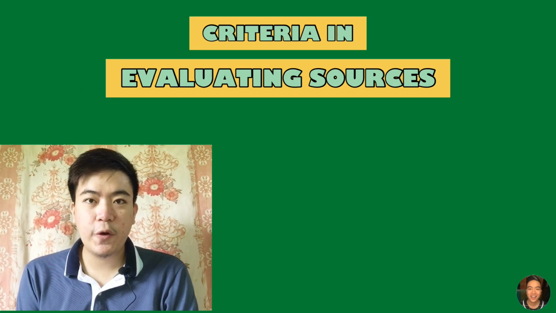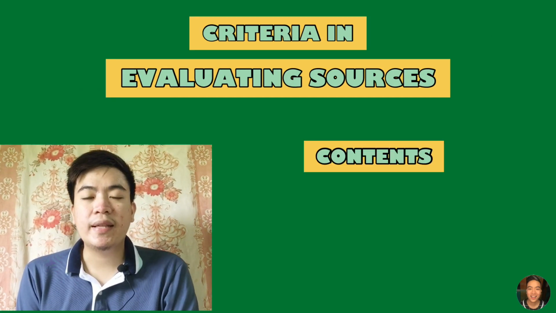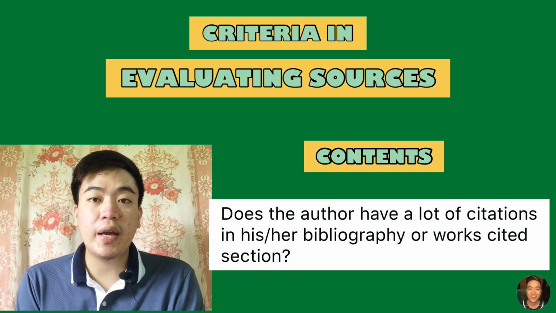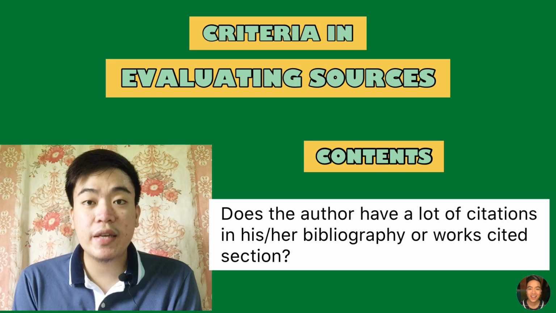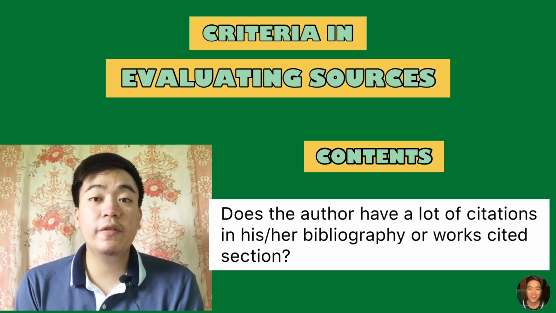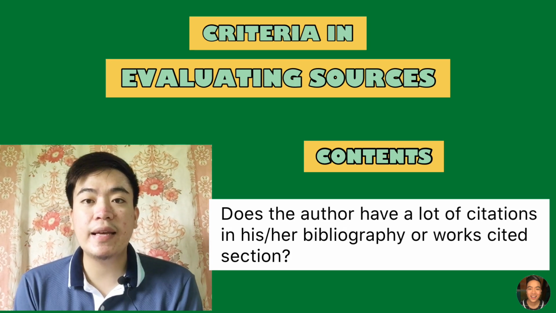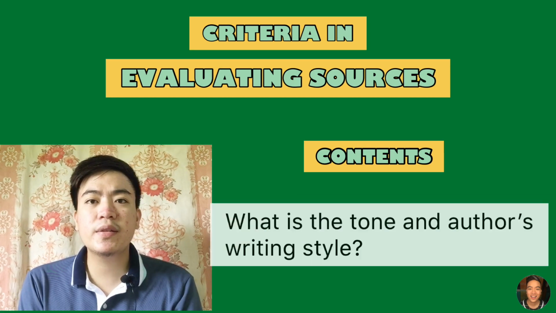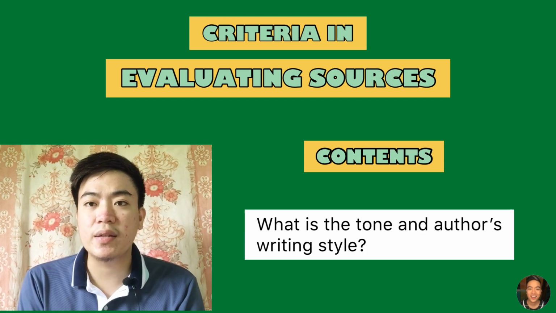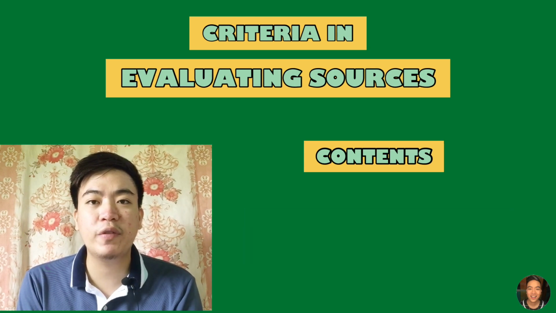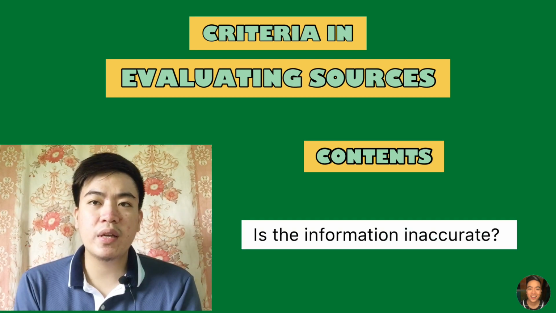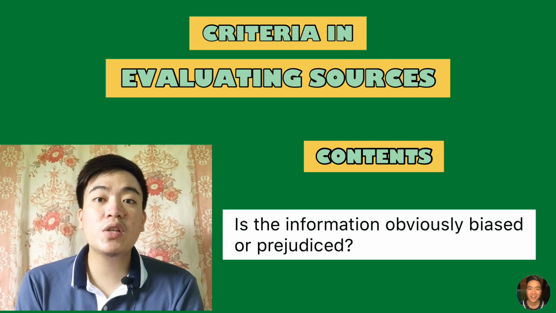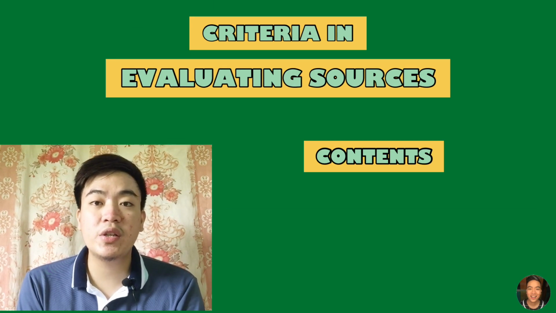Now let's proceed to the fourth criteria, which is content or accuracy of the information. In this criteria, it is important to check if there are a lot of citations in his or her text. You can check if there is a bibliography of works cited in the section. If there is, you can use it. Check the tone and the author's writing style. Observe formality in every text that you are going to read. Ask yourself if the information is accurate or inaccurate.